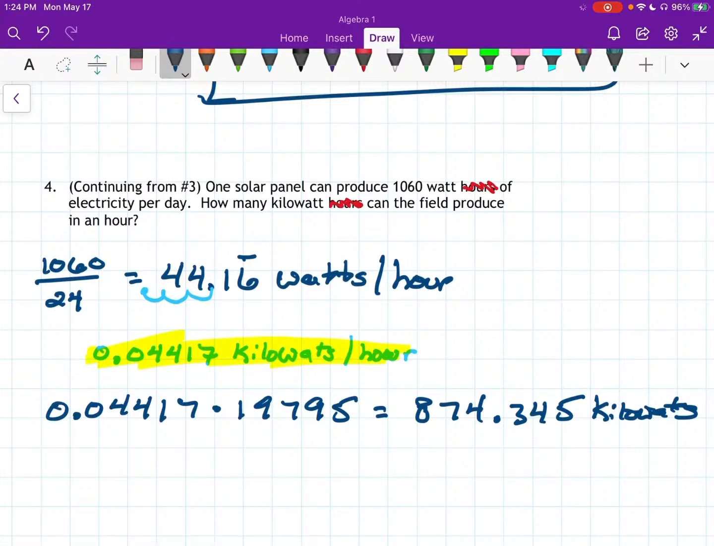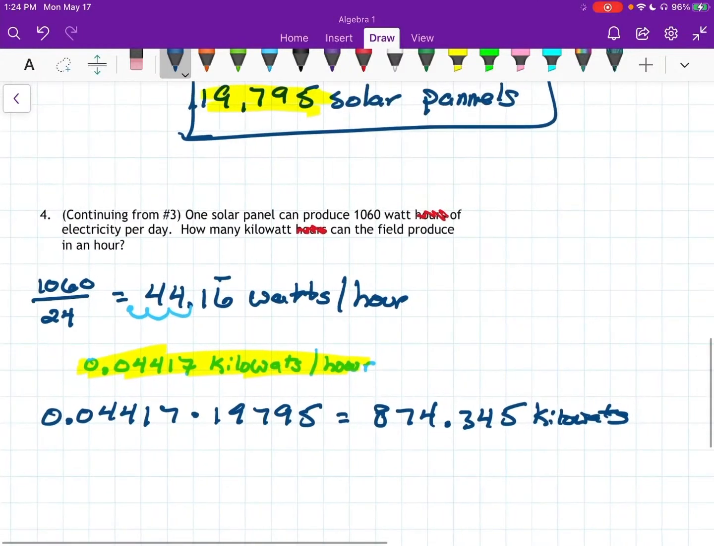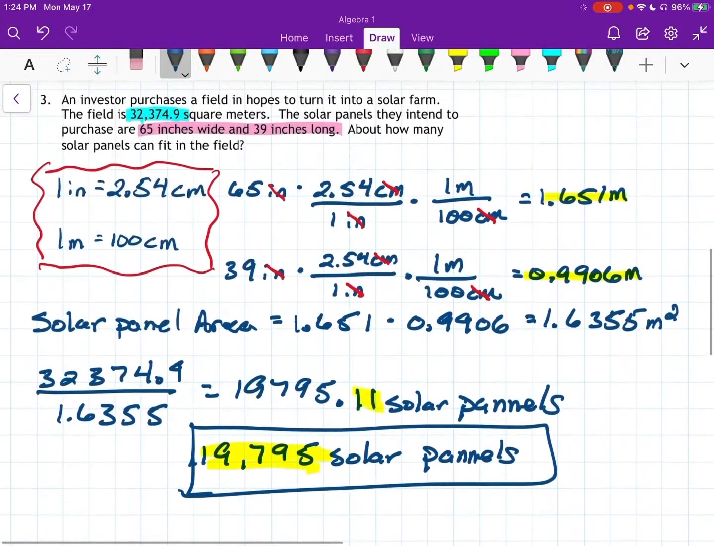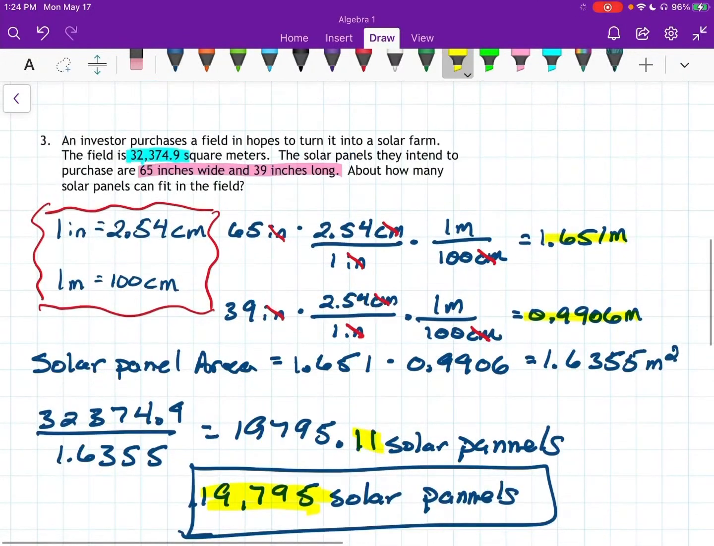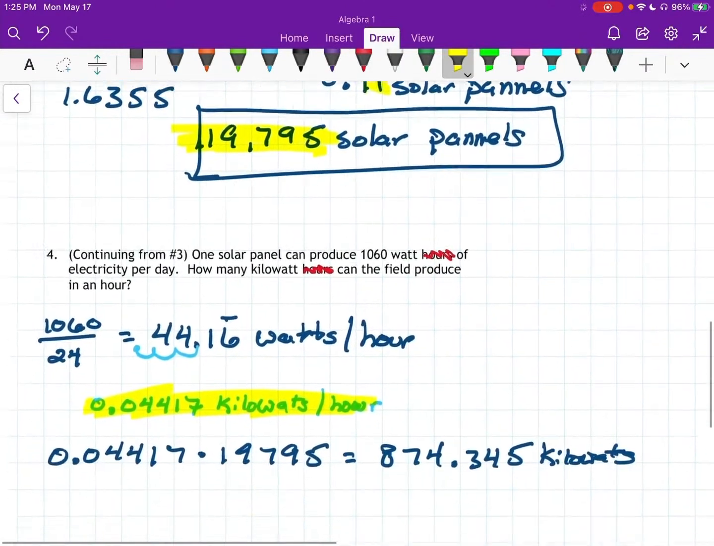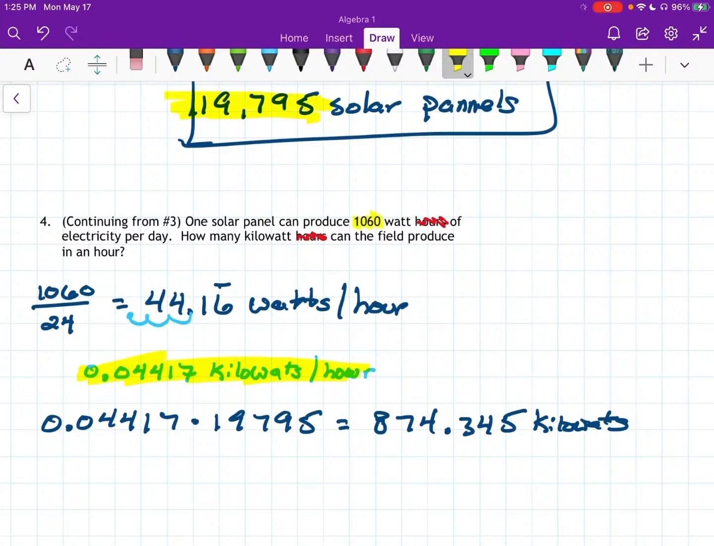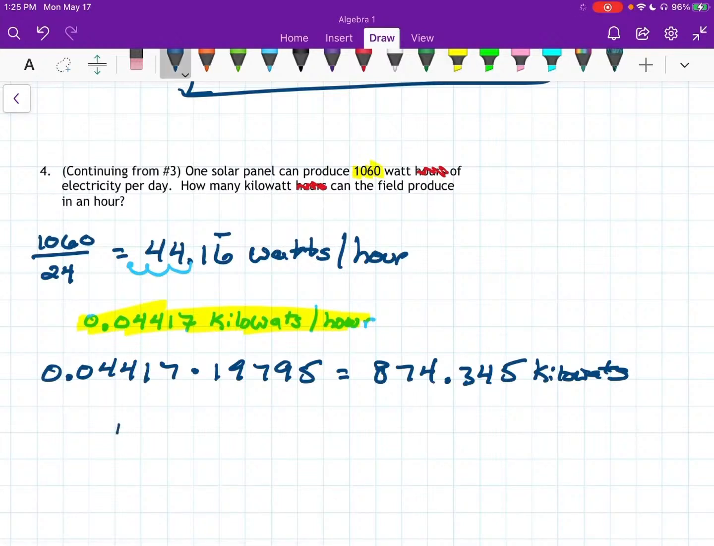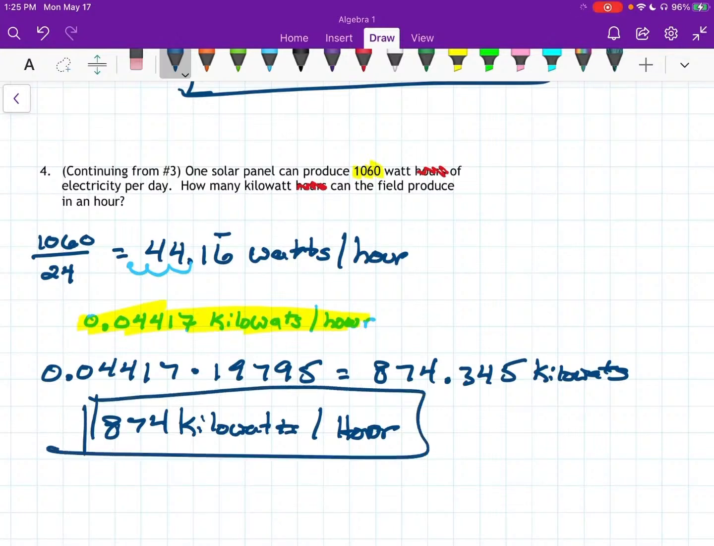And now we need to look back at rounding. And since we're continuing from number 3, let's look all the way back up at number 3. We've already rounded in their solar panel count. These watt hours are to the nearest whole watt. Let's go ahead and round to the nearest whole kilowatt. And there we are. This is 874 kilowatts per hour, right?